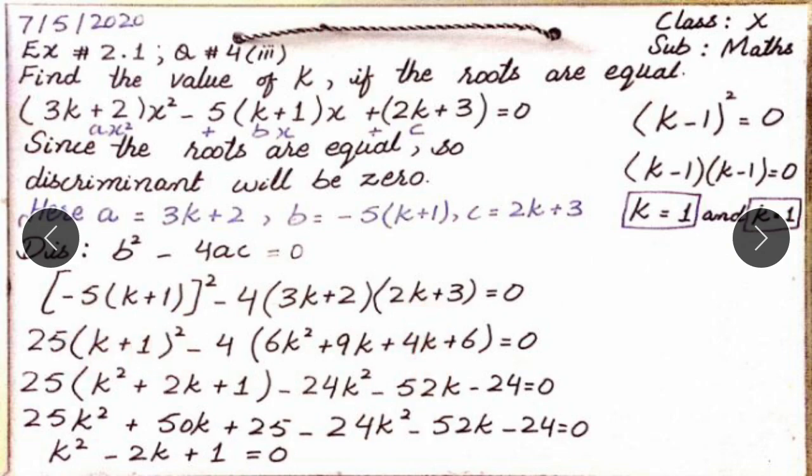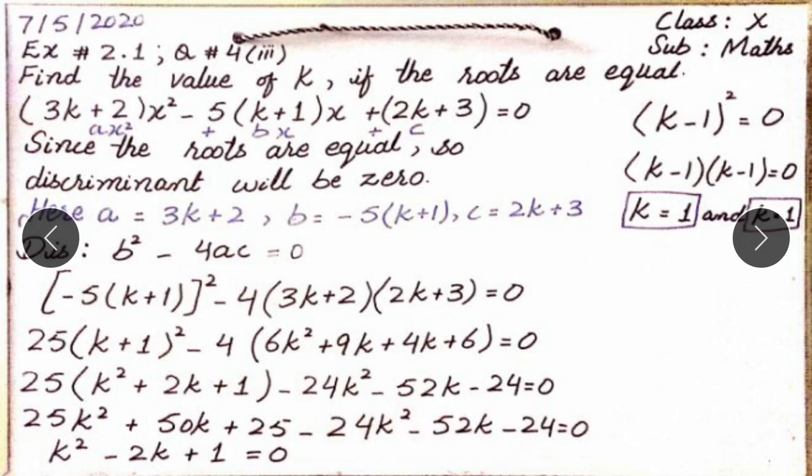Here it is done. (K plus 1) whole square, you can write it 2 times and go with multiplication. If not, then you can apply the shortcut method, meaning the formula. 4 is multiplied with every term here. 9k plus 4k is 13k, so 13 into 4 will result in 52k if you are good in tables. 25k square, 25 into 2 is 50k, then 25 into 1 is 25, and these are written as it is.